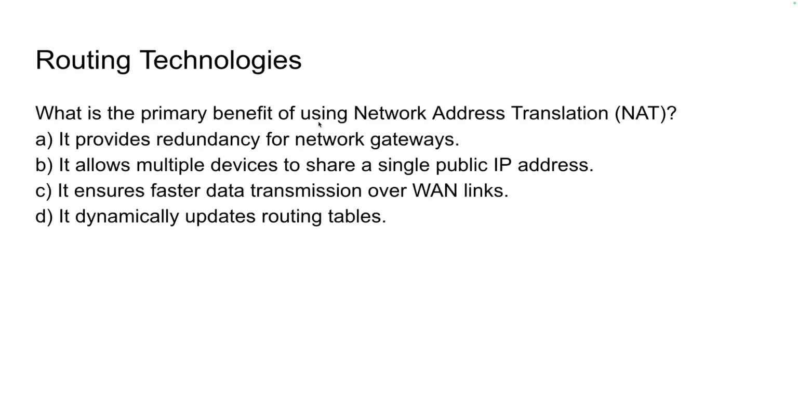What is the primary benefit of using network address translation? A, it provides redundancy for network gateways. B, it allows multiple devices to share a single public IP address. That sounds pretty solid. C, it ensures faster data transmission over WAN links. D, it dynamically updates routing tables. And the answer, in my opinion, would be B.